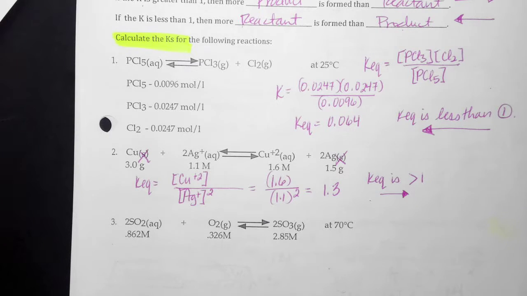Which am I making more of? So K tells us things based off of how it compares to the number 1. If K is greater than 1, then we can make statements about what we have more of. Do we have more products or reactants? And if K is less than 1, it tells us if we have more products or reactants. So turn and talk to your table partner. What does K tell us?